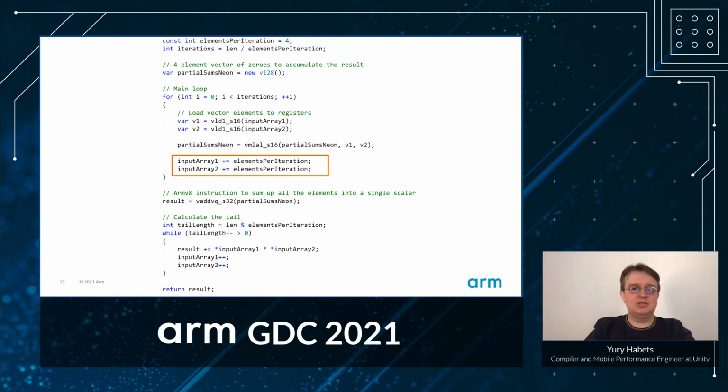If the number of iterations is not a multiple of 4, then we have to process the so-called tail. You immediately see that there is more code here than in the managed version. Let's build it onto an Android device and check the results.